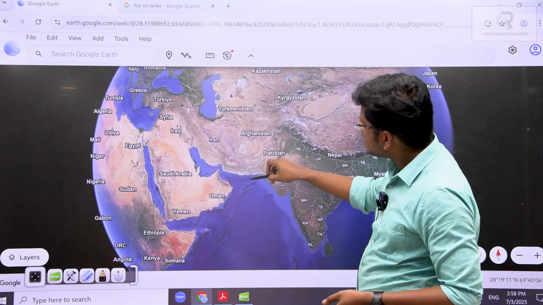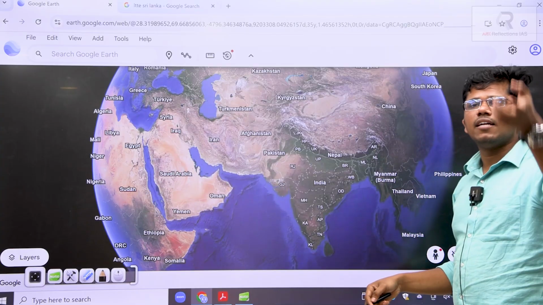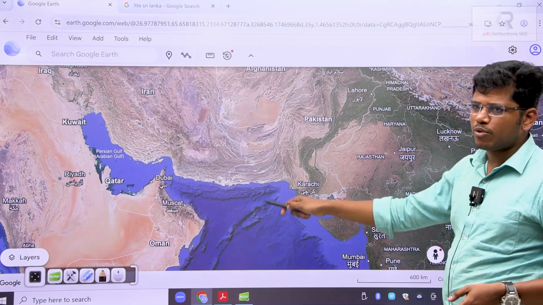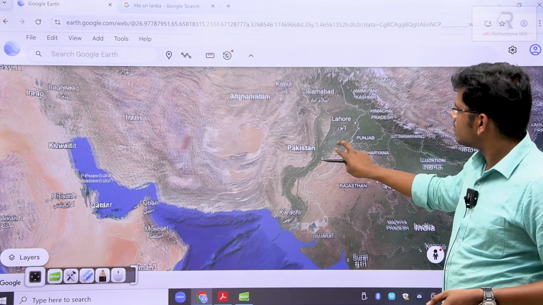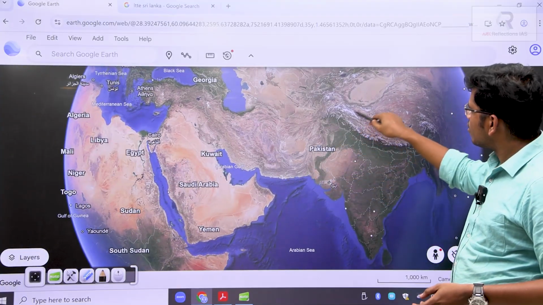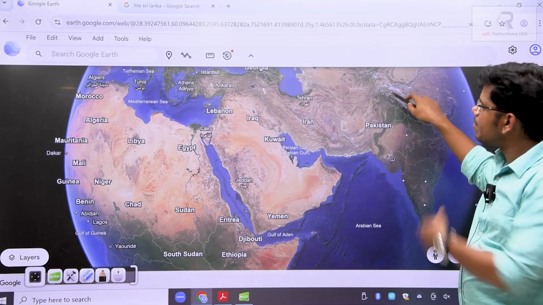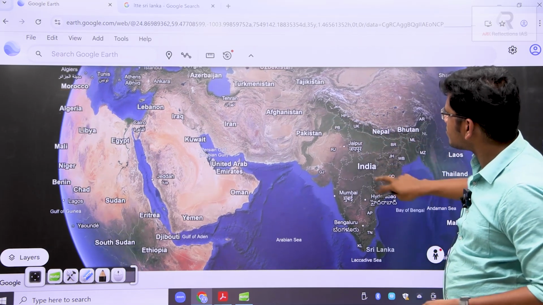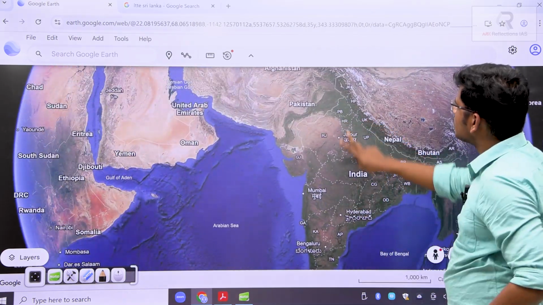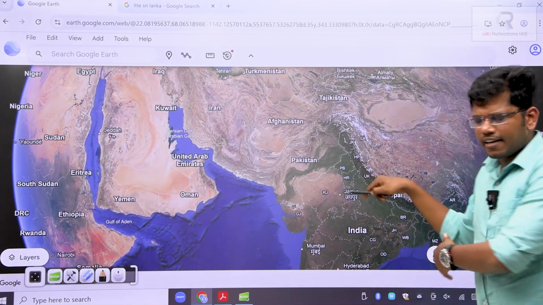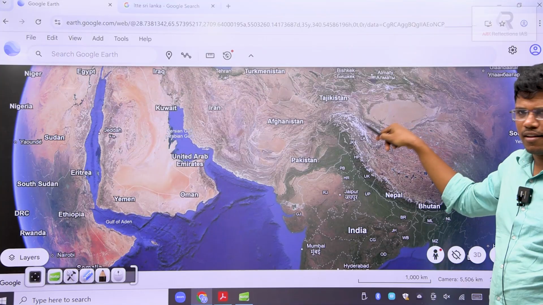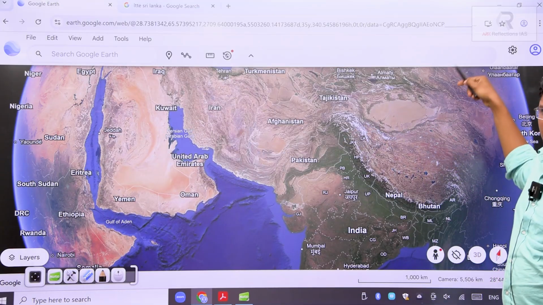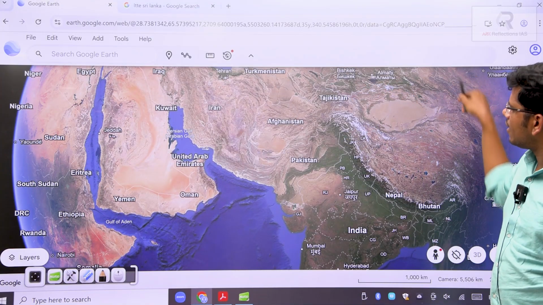Among that, one network is the CPEC, the China-Pakistan Economic Corridor. It goes from here through POK, Gilgit-Baltistan, and connects to the CPEC. So this is India, right? The reality is we are only here, and this part is occupied by Pakistan. So the CPEC is going through Pakistan and connecting around here.